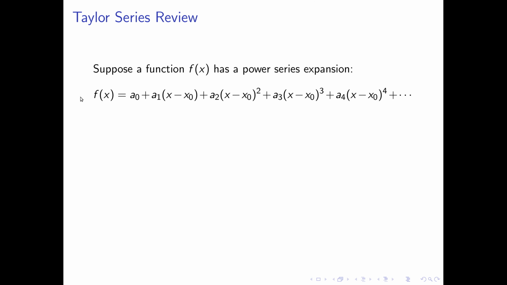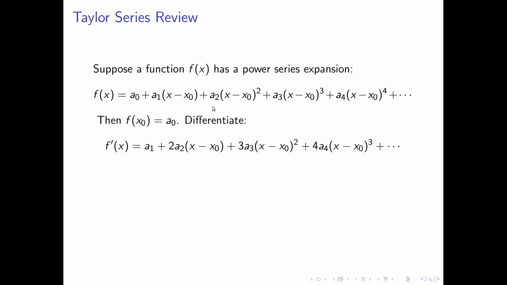And so one thing to notice here is what happens if you substitute x0 for x. What do you get? Well, then f of x0 is equal to a sub 0. And in particular, now we know what a sub 0 is, right? A sub 0 is f of x0. So in this expansion, we know what a0 is. Good. So now differentiate.